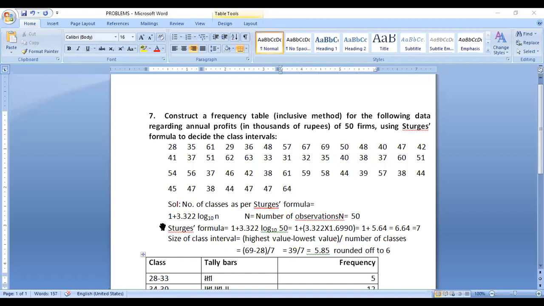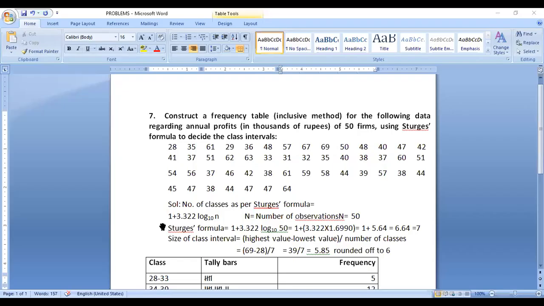In 50, 2 digits are there, so your logarithm value will start with 1 less than that. 1 point. For the 50 you have to check 0, and the opposite value of zero you have to check. 6990 is there. So your answer, the log 10 50 value, will be 1.6990. So like that you have to find the value.